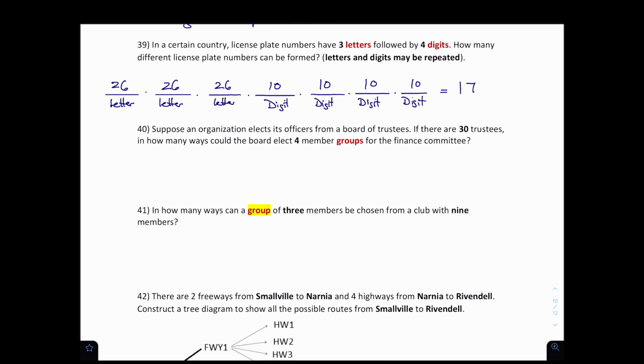So 17,576 with 4 zeros after it. That gives us 175 million possible different license plate numbers. Excellent.